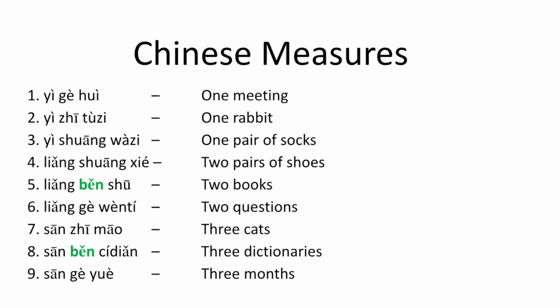Then we look at this one, ben. And in this case, the words in question are books and dictionaries. Well, types of publications. Actually, ben has more to do with the fact that they're paper, but that's another story. For now, we can think of them as types of publications. Now, this last one, ge, doesn't seem to have much in common in terms of the nouns: meeting, questions, months. Well, in these languages where you have these measure words or qualifiers, often there's a general one, which refers to anything that doesn't fit into any of the normal categories. So that might be what ge is here.